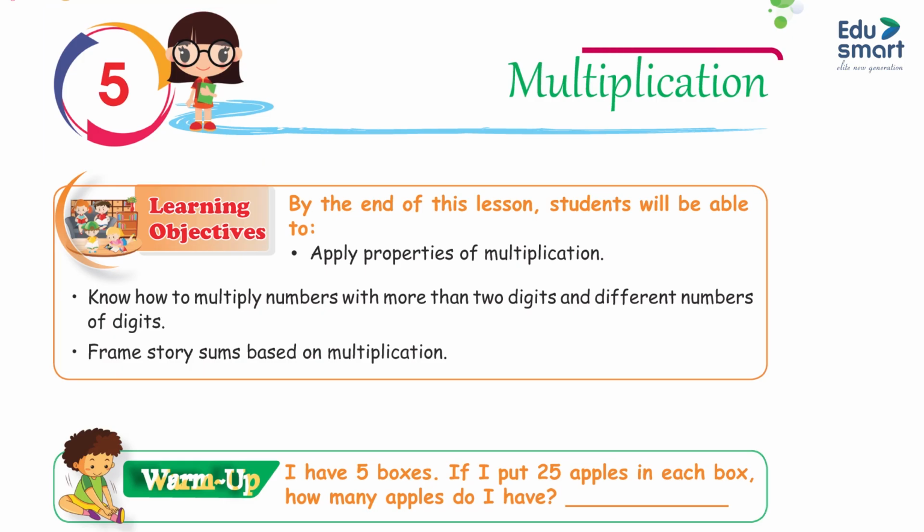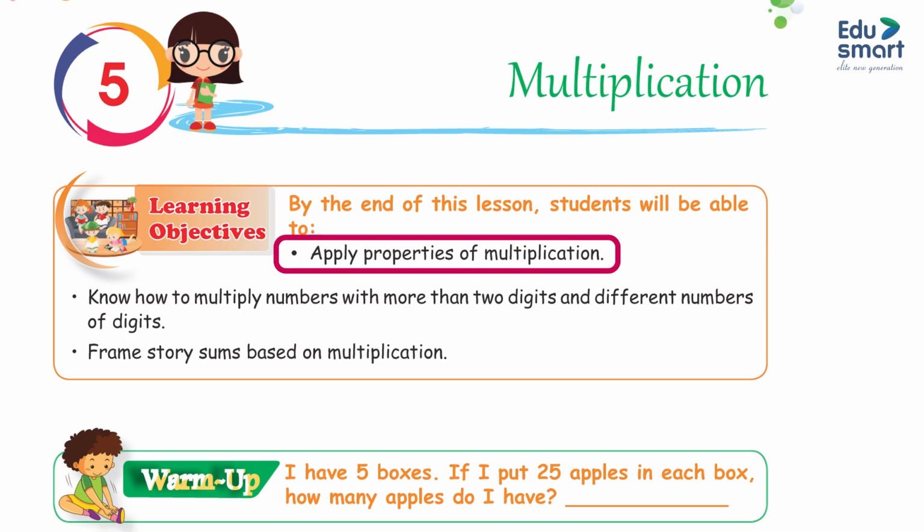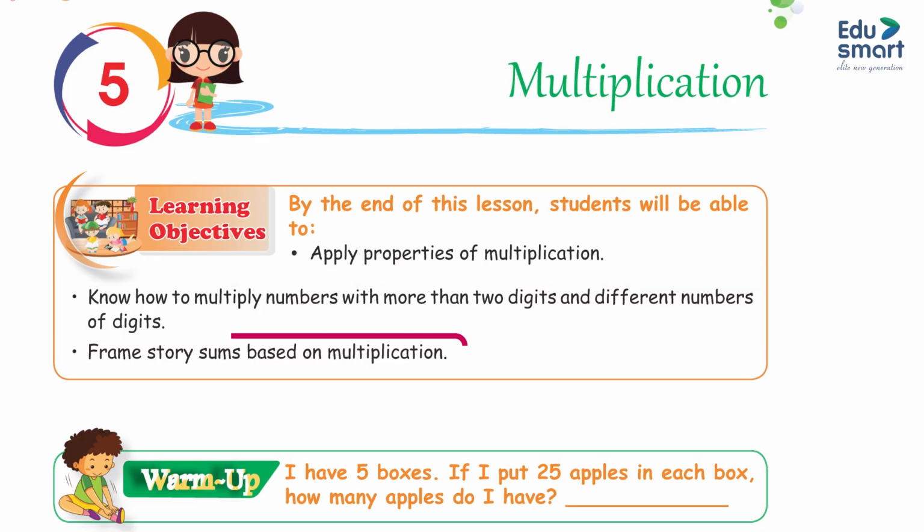Chapter 5 Multiplication. Learning Objectives. By the end of this lesson, students will be able to apply properties of multiplication, know how to multiply numbers with more than 2 digits and different numbers of digits, and frame story sums based on multiplication.